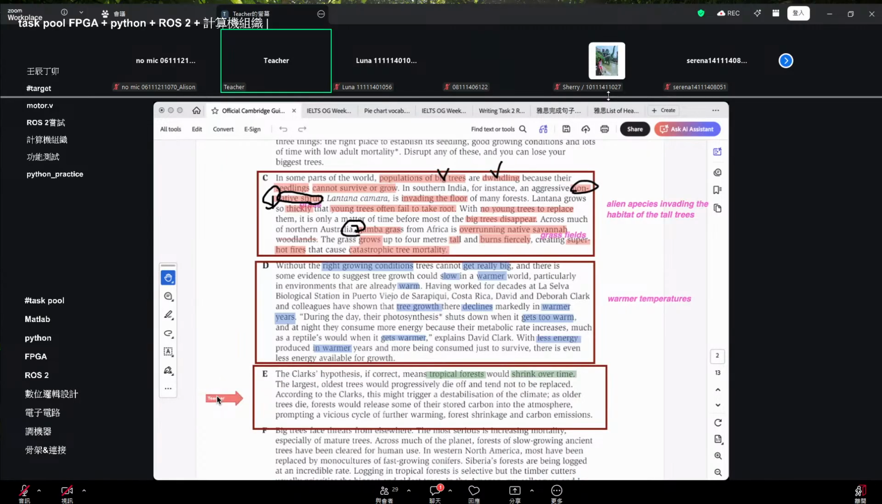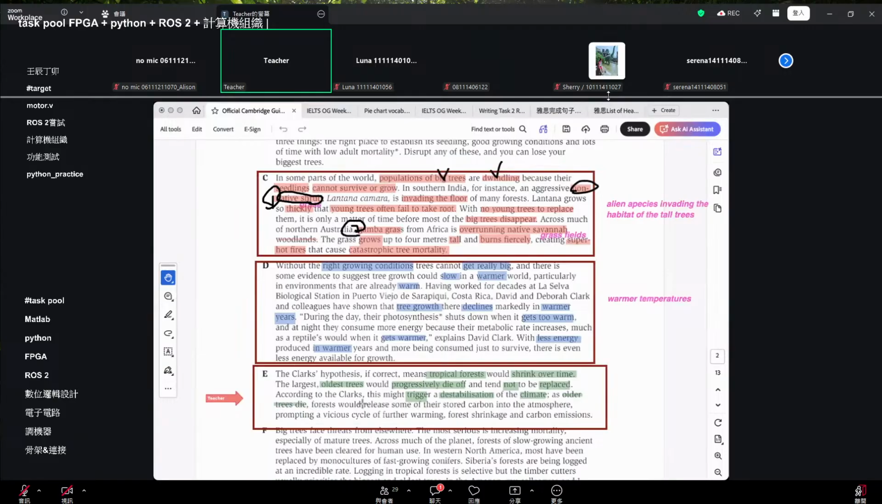The oldest trees would progressively die off and tend not to be replaced. So there aren't any young trees. According to the Clarks, that might trigger a destabilization of the climate. So it might influence our weather as older trees die. Okay, so older trees die, forests could release.